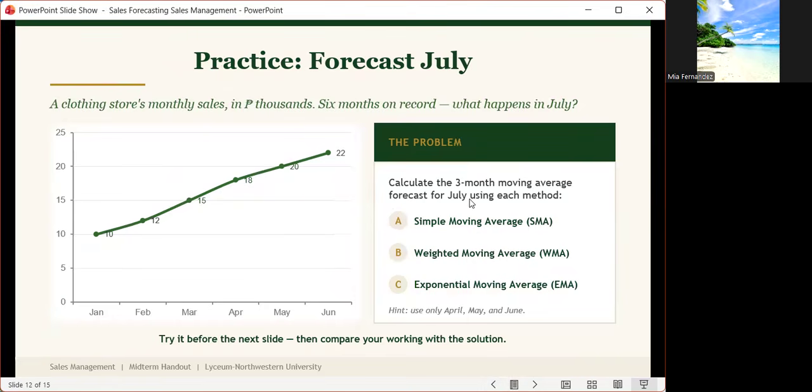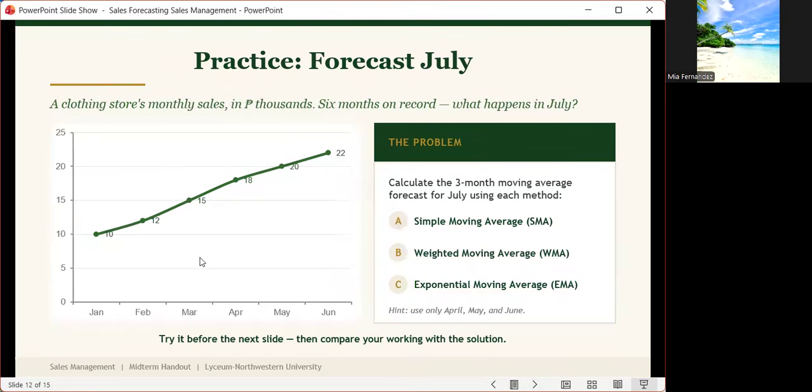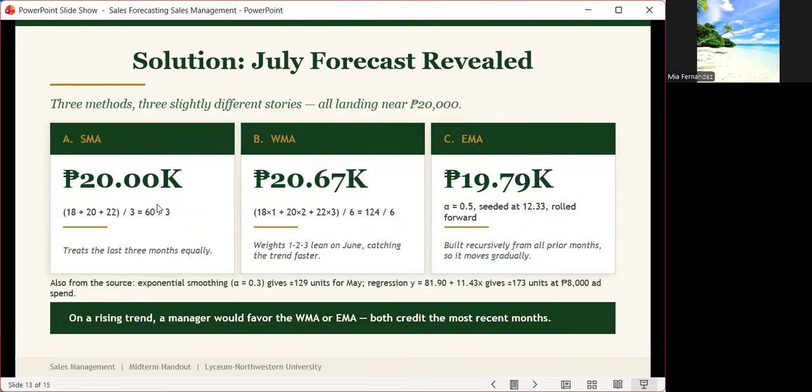What do you get for July? So where did you get that? 18 plus 20 plus 22. So you get the average of that one, and then divide by 3.